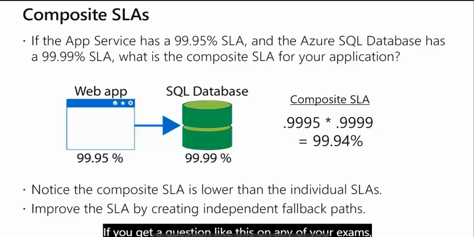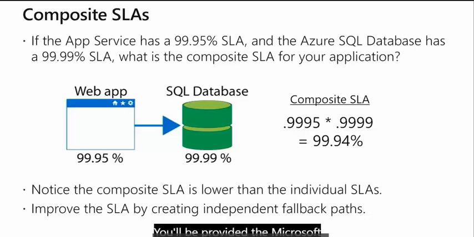If you get a question like this on any of your exams, and just a general broad statement, if you get a question on any of your exams that requires you to do math, you do not have to do it in your brain. You'll be provided the Microsoft calculator to solve that problem. If you get this question on your exam, you simply multiply the two percentages together, and it'll give you the resulting percentage. They just show you on the slide here, take it down to the decimal points, and it'll tell you what that actual percentage is. But understand we have those composite SLAs to help factor in the multiple points of failure.